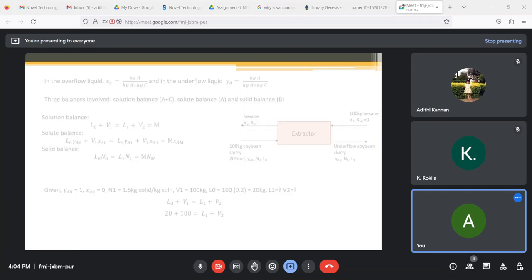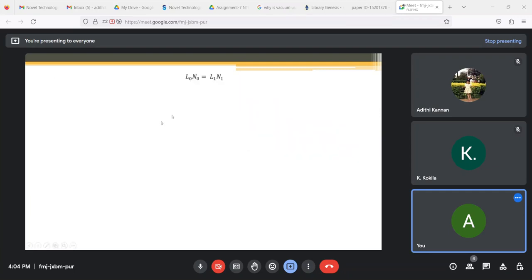Then we'll go for solid balance. Solid balance is L naught into N naught equal to L1 into N1. So N, as I'm repeating again, N is the kg of solid divided by kg of solution, which is A plus C. So in the inlet stream, per 100 kg, you had 20% oil. So the rest is the solid. So 100 into 1 minus 0.2, which is 80% or 80 kg. If 20% is oil, then 80% is the rest of the solid. So 100 into 0.8 will give me 80.